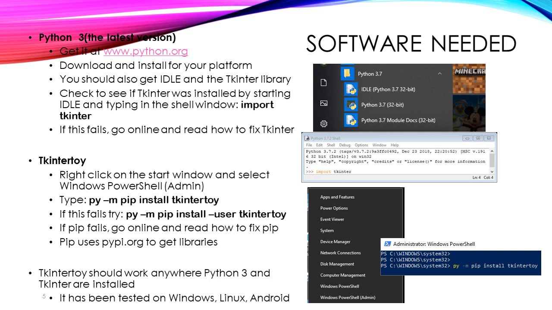If you get error messages saying that you don't have the right permissions to do this, then try another line: py -m pip install --user tkintertoy. And this will do the same thing, except it will just install it just in the user directory. If both of these fail, then you're going to have to go online and read how to fix pip. You won't be able to do anything on the later set of slides unless tkintertoy is installed.